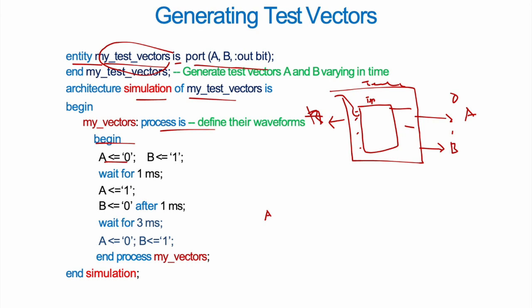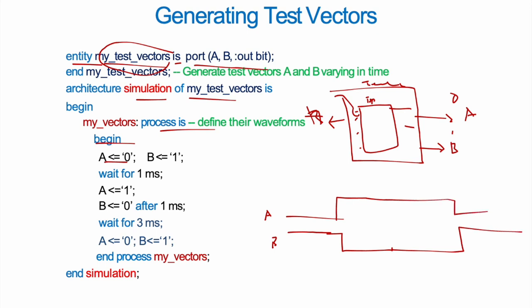So we've got our A, we've got our B. We just simply say A is 0, B is 1. And then we wait for 1 millisecond. After 1 millisecond, then A becomes 1 and then B becomes 0. Again, we wait for 1 millisecond, and then we just alternate them. Then we wait for 3 milliseconds, so we can just wait a bit longer before we go back to 1, and then we go back to 0.